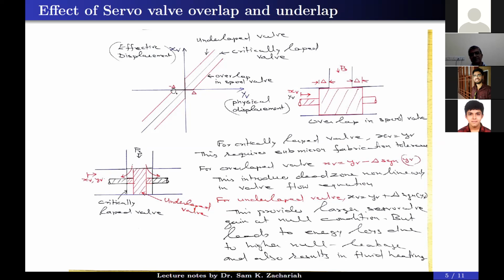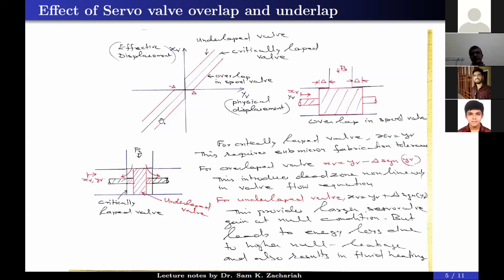Here you can see this particular characteristic. Until YV is equal to delta, we have to move YV by delta. Then only the physical opening will start. This is the actual physical opening. When YV is equal to delta, XV is equal to 0, just about to open. Similarly, if you move YV in the opposite direction, it has to move up to minus delta to have a positive opening for this path. So this is the servo valve overlap characteristic, the relation between the physical movement of the spool land and the actual opening of the port, XV, which can be related through such a curve.